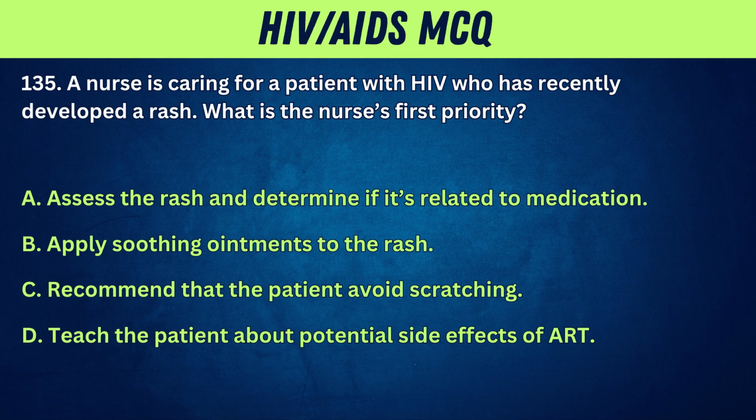135. A nurse is caring for a patient with HIV who has recently developed a rash. What is the nurse's first priority? A. Assess the rash and determine if it's related to medication. B. Apply soothing ointments to the rash. C. Recommend that the patient avoid scratching. D. Teach the patient about potential side effects of ART.